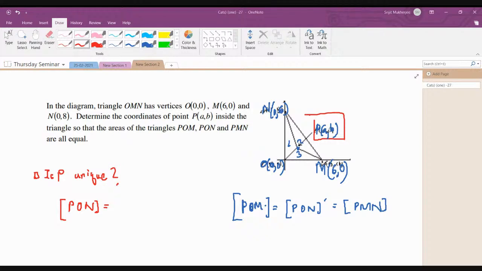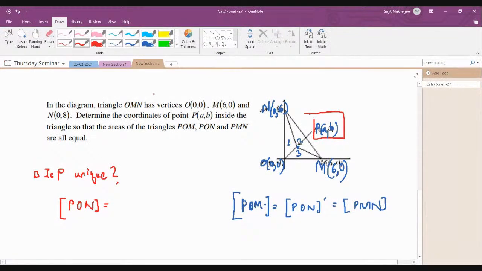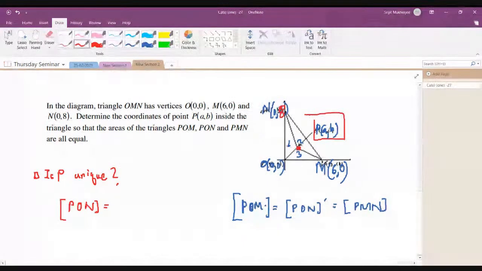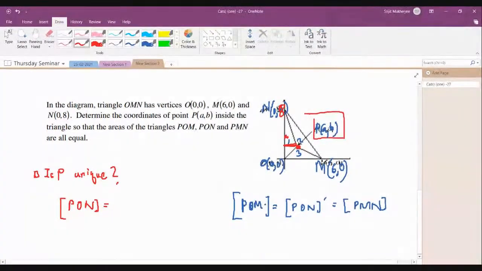The question is the following. In a triangle OMN, the points are given. I think it's 0 comma 8, and 6 comma 0. You have to find the coordinate P such that the three triangles OPN, PMN, and OPM all have equal areas. So I'm trying to find the area of PON. If P is A, B, then this distance is A and this distance is 8. So it's half into 8 into A.